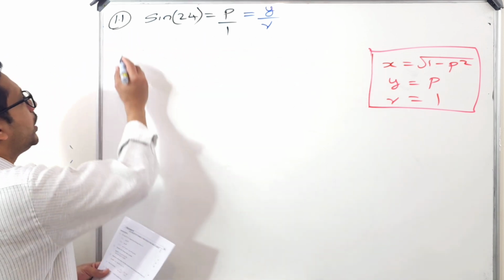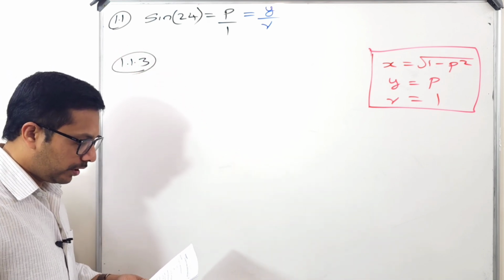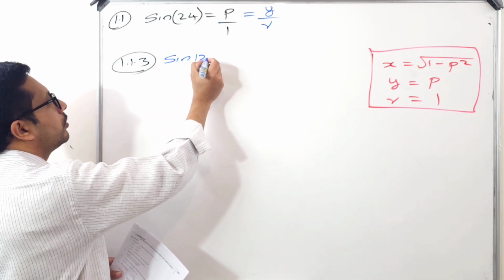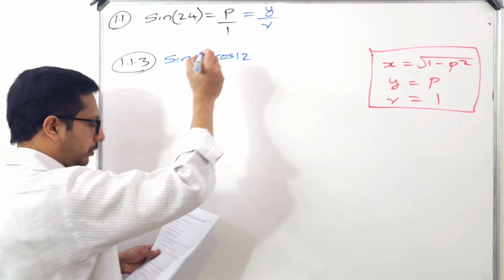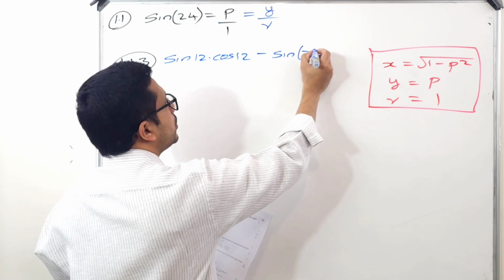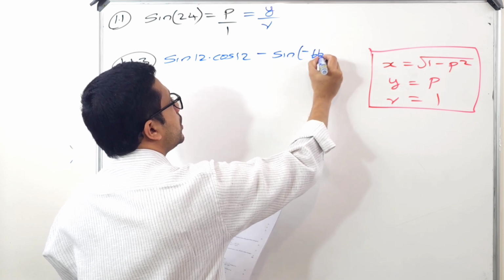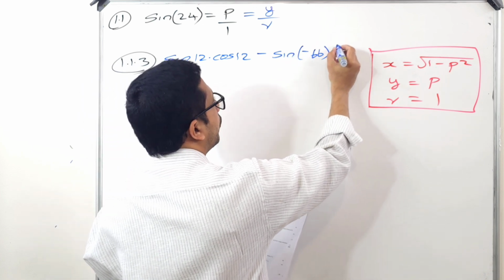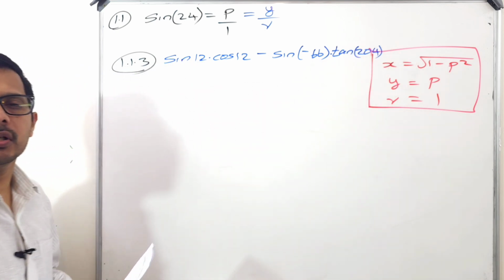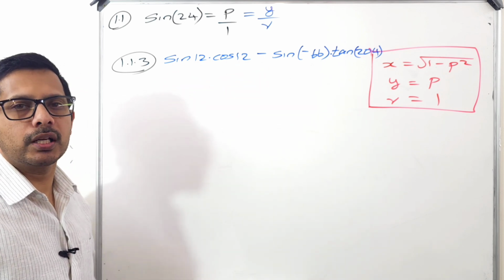Question number 1.1.3. What is that question? You have to find sine 12 cos 12 minus sine of minus 66 times tan of 204. So this is the question. You have to find the answer of this one in terms of p. That means in your answer there must be p there.